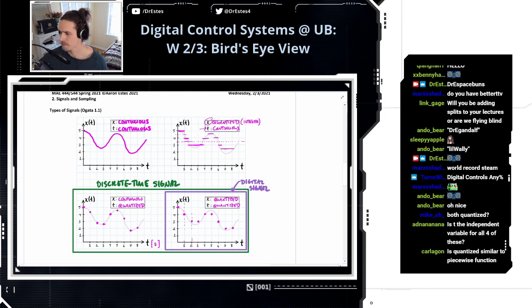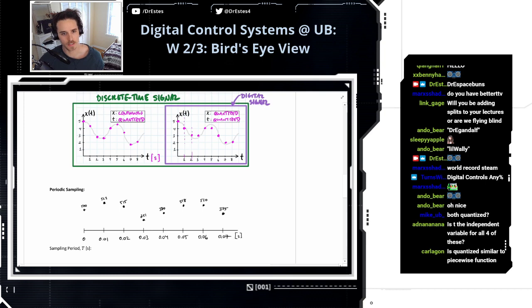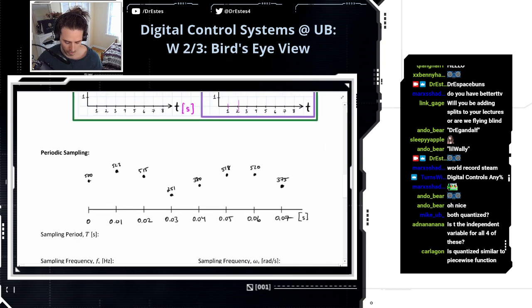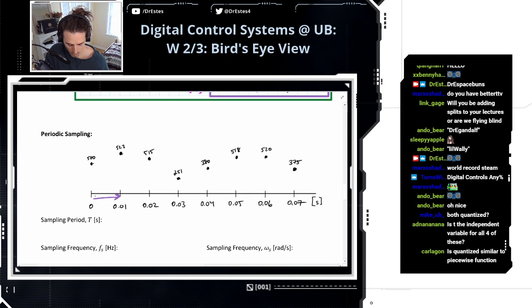All right. Let us now introduce some terminology for sampling. So let's say we have a digital signal here. It's quantized in time, where we have 0.1 second intervals between samples. And then the samples that we're getting, these are all integers. So this one's like 500, 523, and so on.